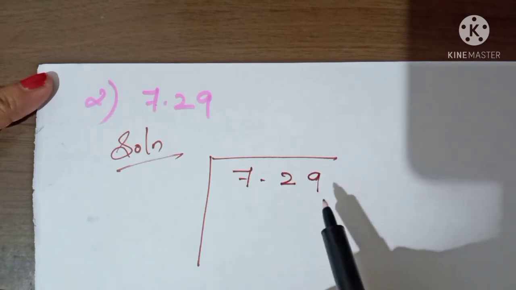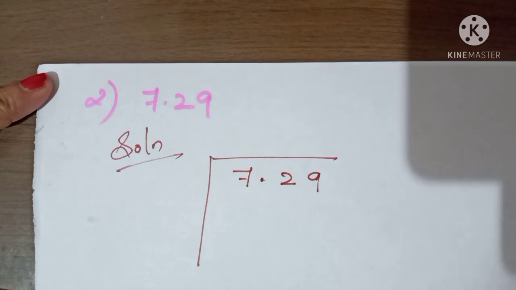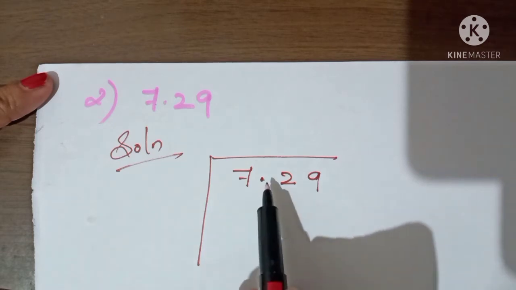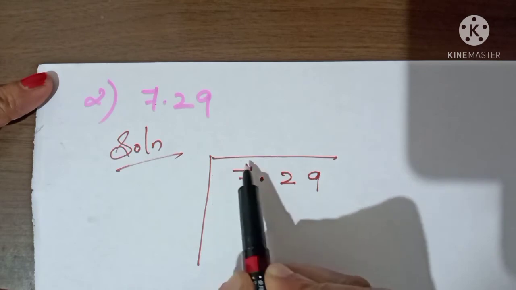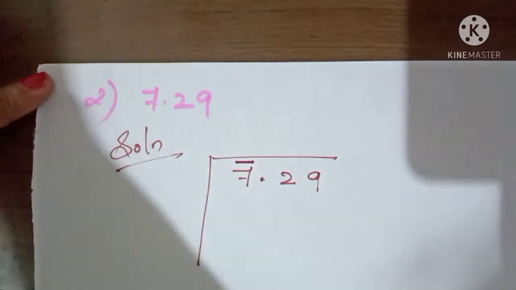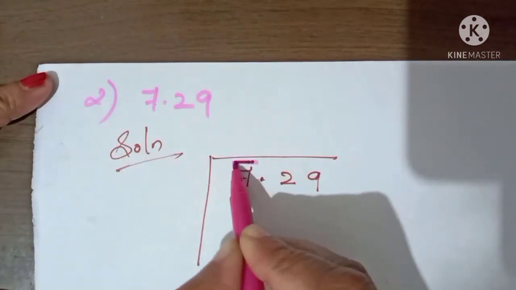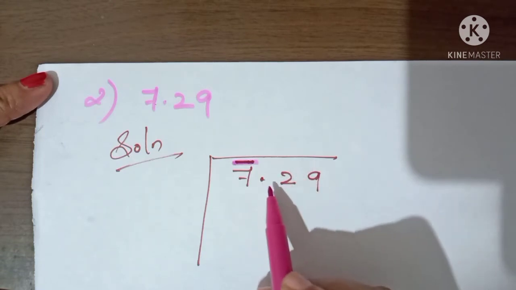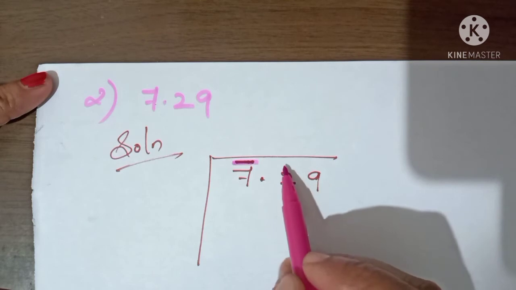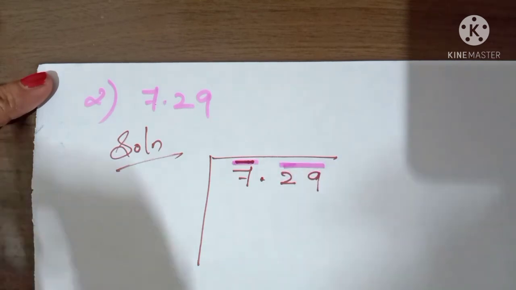So here also, the first thing you want to do is the pairing. You will start pairing from before the decimal point. Here there is one digit, so this is one term, and then we'll continue with the number which is after the decimal point. So this is one term.